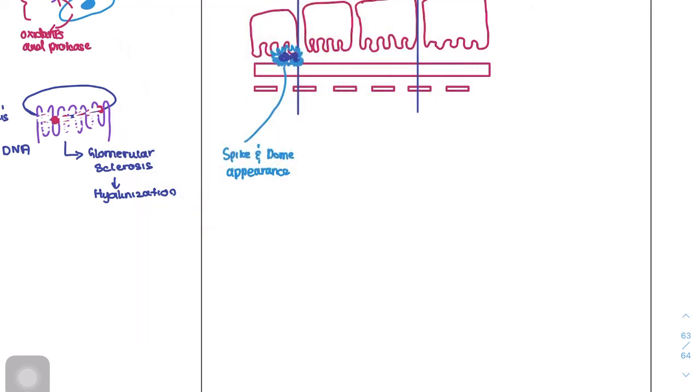Next, we have membranoproliferative glomerulonephritis, and it has two types. Type 1 is subendothelial. So this is the blood vessels. These are the fenestrated blood vessels. This is the basement membrane, and these are the podocyte foot processes. So these are subendothelial deposits. This is type 1.